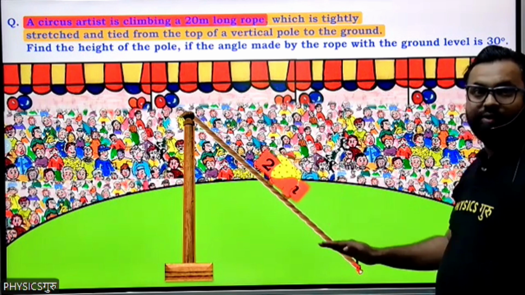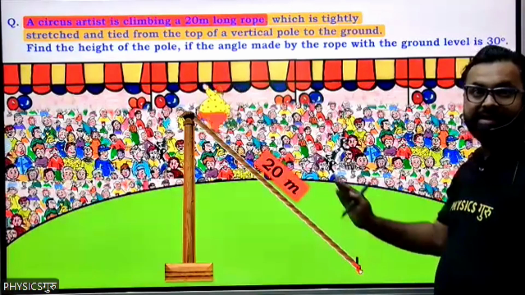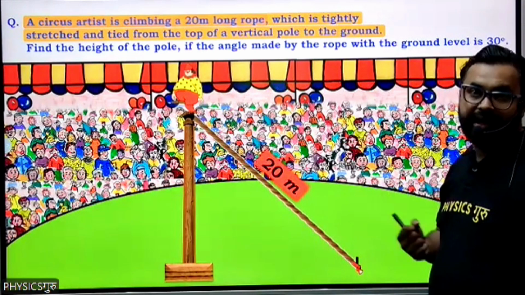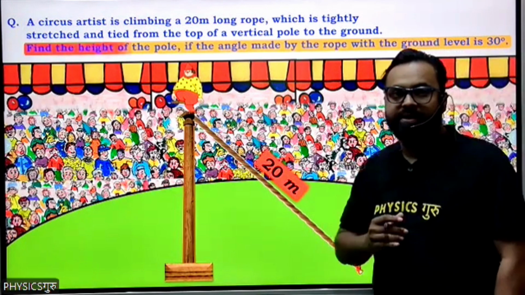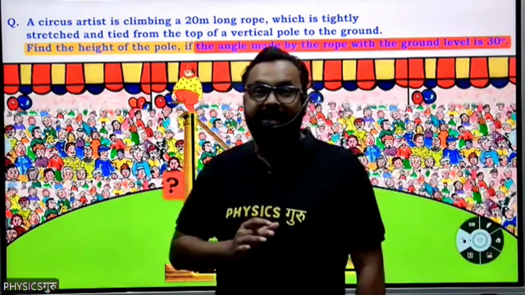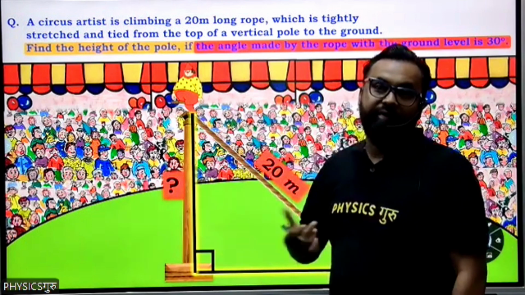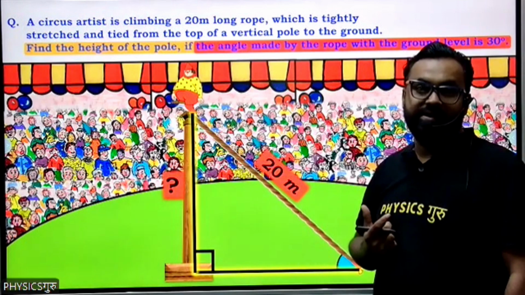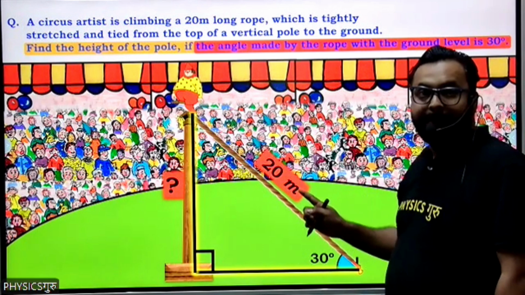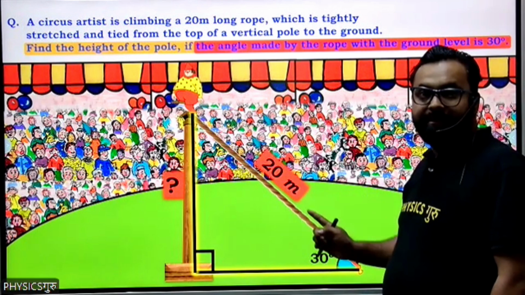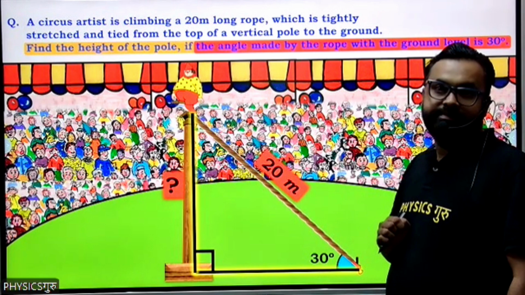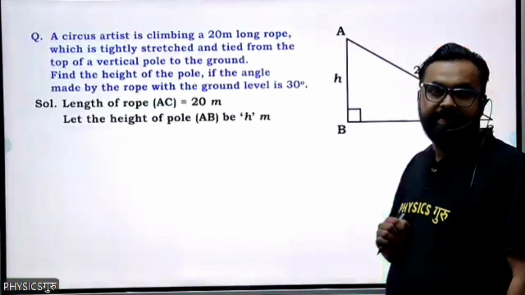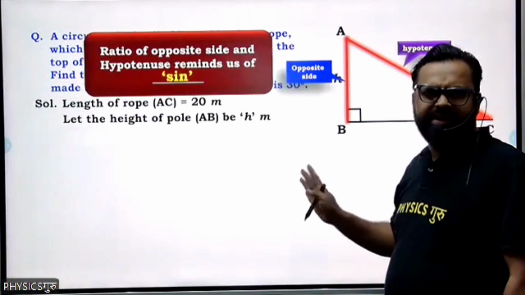So this angle is known to us. Length is given. And we need to find the height. So basically, in such type of questions, we need to think which trigonometric ratio we need to apply: sine theta, cos theta, or tan theta. Now, hypotenuse is known to us. Angle is given. Perpendicular we need to find. Clear? Okay. Now, everything is known to us.